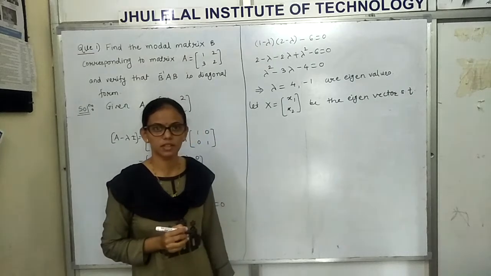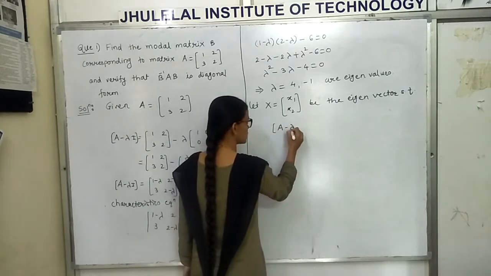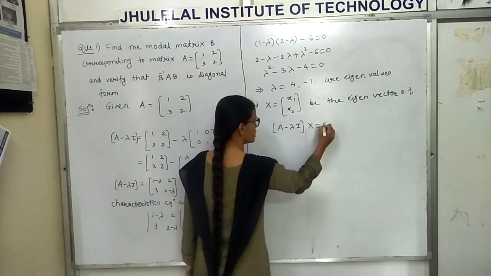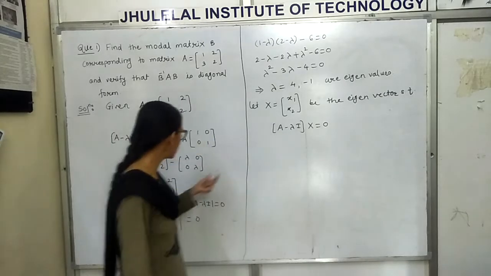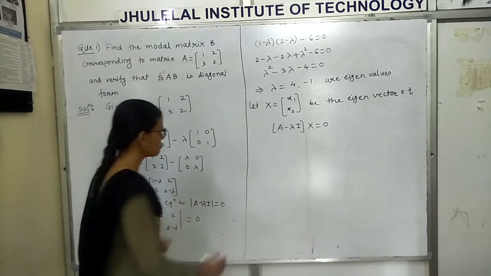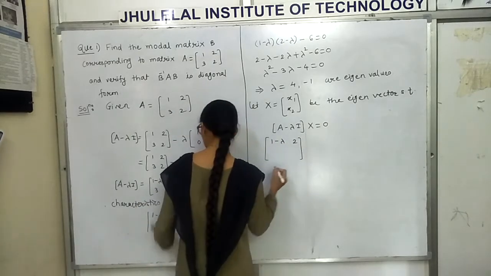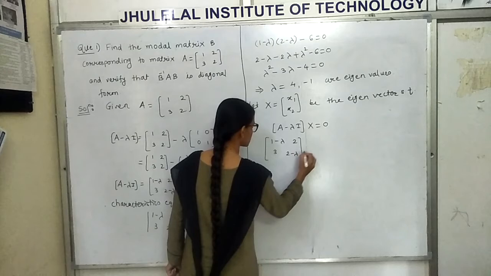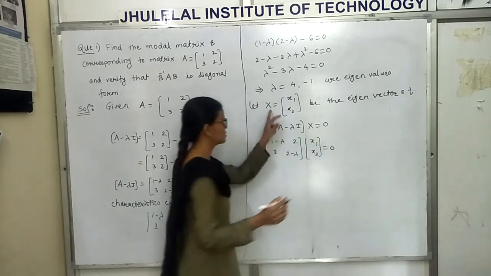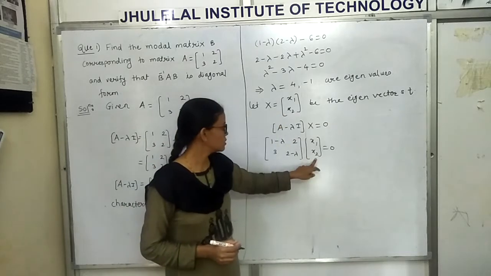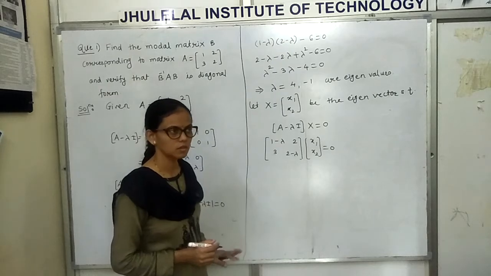what is the condition for an eigenvector? The condition for an eigenvector is that matrix A minus lambda I into this capital X is equal to 0. For this, we have already calculated the matrix A minus lambda I. So I am substituting here the matrix 1 minus lambda, 2, 3, 2 minus lambda into this capital X. Capital X is the matrix which we have supposed here.